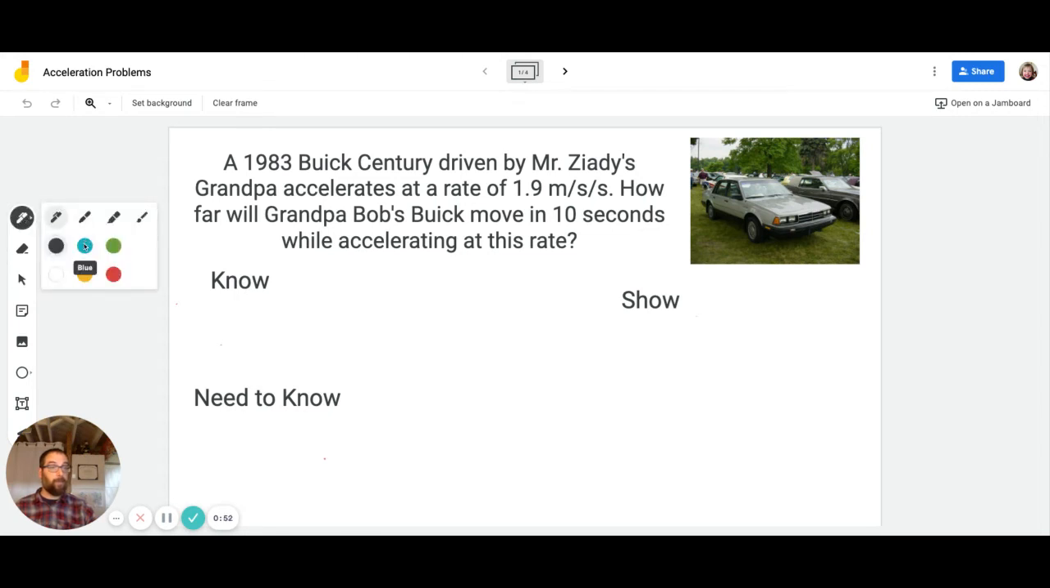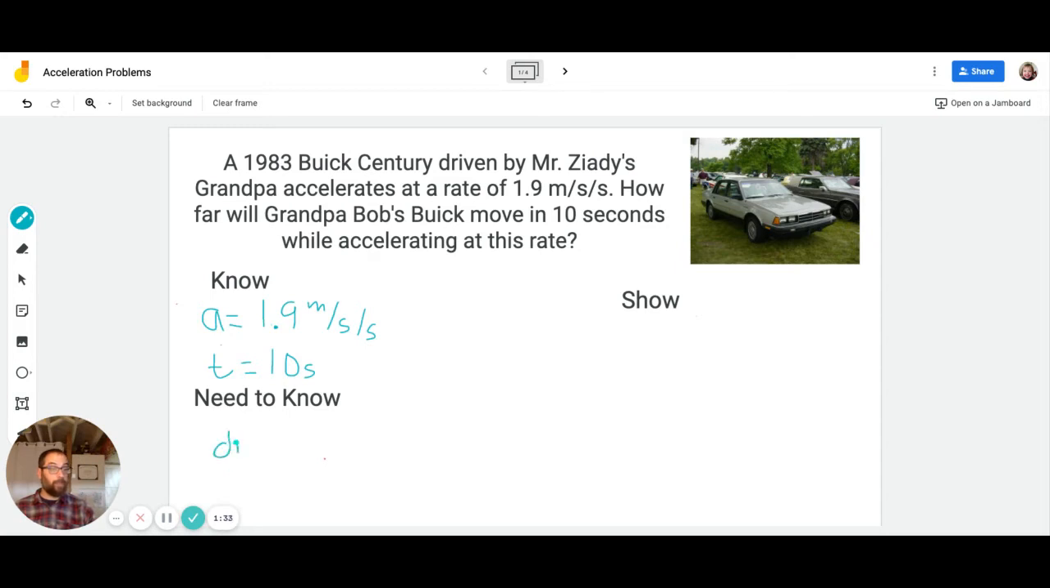Let me get my marker ready. Let's do blue. Okay? We know the acceleration is equal to 1.9 meters per second per second. And what that means is that every second, Grandpa Bob's Buick increases its velocity or its speed by 1.9 meters per second. And we know we want to find out how far it moves in 10 seconds. Okay? So the need to know is in the last sentence, how far. So we need to know a distance.